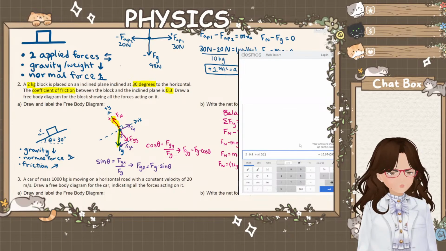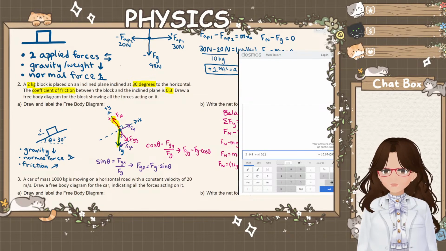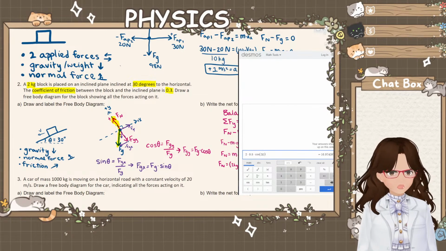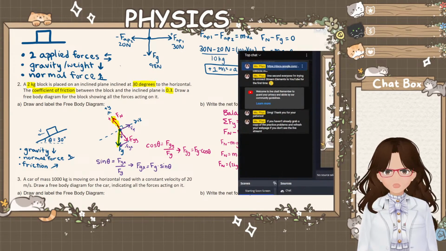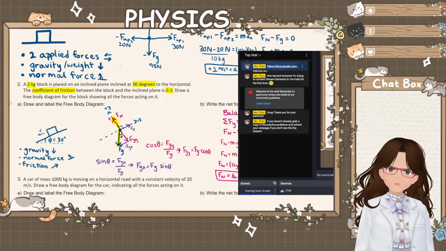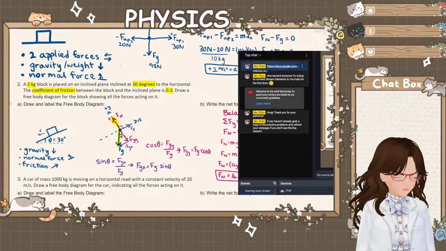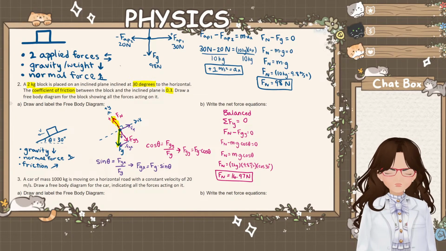16.97 newtons. Again, we could round because we're given 2 sig figs. Well, technically we're given 1, but that's a lot of rounding. So personally, I think I'm just going to write 16.97. But again, if your teacher is very specific about sig figs, definitely listen to them. I'm pretty lax about that. Oh, let me get rid of the stream. Sorry. Okay, so here we go.